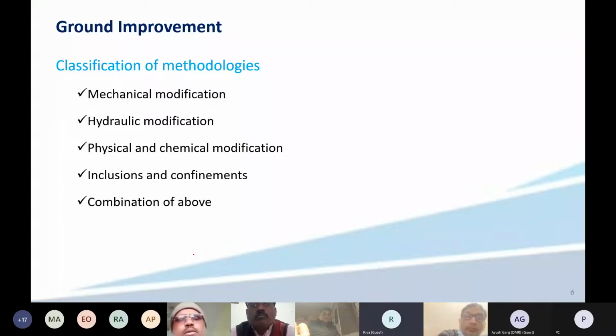First we have the mechanical modification. Mechanical modification means we are simply trying to improve the mechanical properties of the soil. Mechanical properties in the sense, suppose the density of the soil, reducing the compressibility of the soil. We are not introducing a new material. Simply by densifying your loosely deposited granular material, your soil will start behaving in a better way. So those methodologies wherein you are improving the properties without including any external material, by improving the mechanical properties of your soil, are mechanical modification.